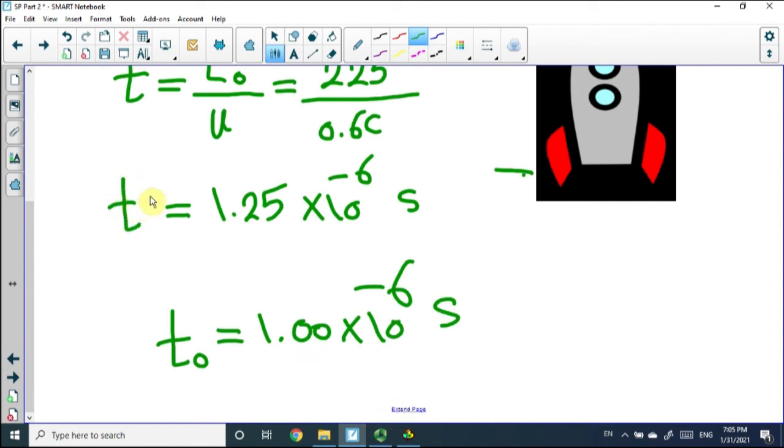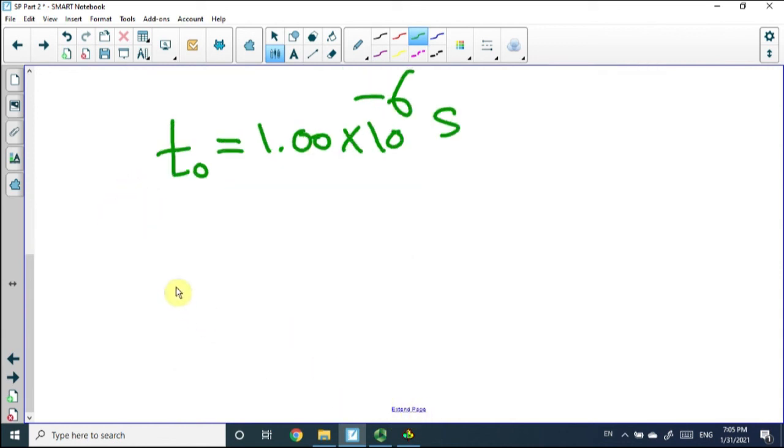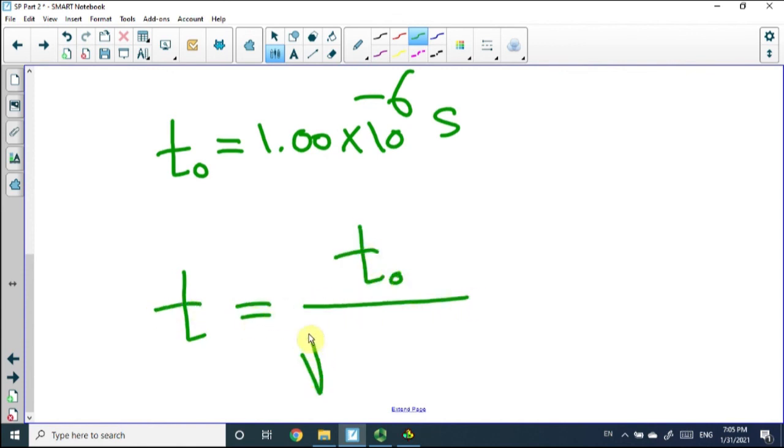Now we can relate those two by the time dilation relation, which says that T is equal to T0, the proper time, divided by the square root of 1 minus the relative speed between the two observers squared, divided by c squared. And you can check easily that the equation is satisfied.